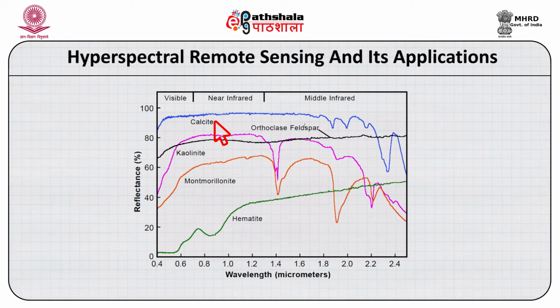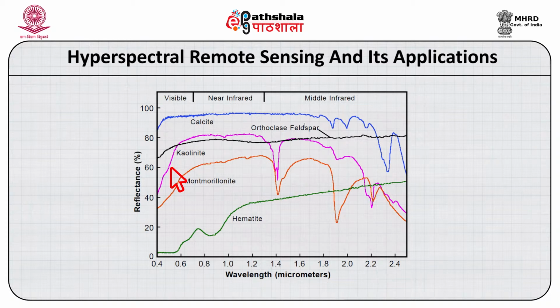One is hematite, second is montmorillonite, and third is kyanite, then we have calcite, and then orthoclase feldspar. The wavelength region has been plotted on the x axis, and reflectance, the proportion of the sun's energy that is reflected, in percentage on the y axis. You see different peaks, ups and downs. If you see hematite and kyanite, they can be separated easily.